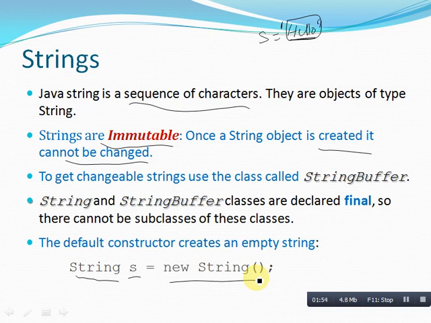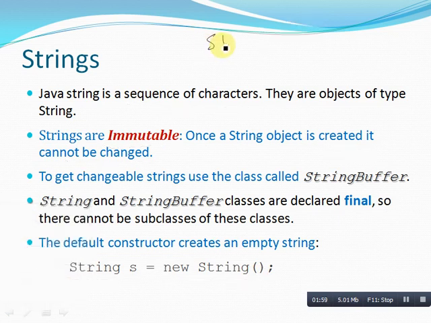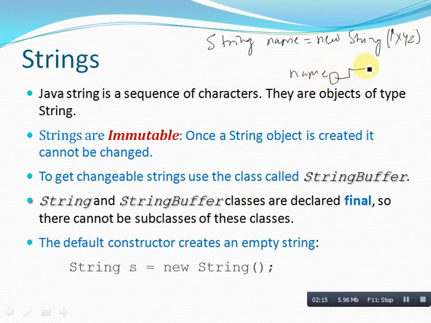Okay, for example, if I create a string, let's say String name is equal to new String of xyz. Now this name string is created and it is giving a reference to the value xyz. Now this name string is immutable, meaning that it cannot be changed, meaning its contents cannot be changed.